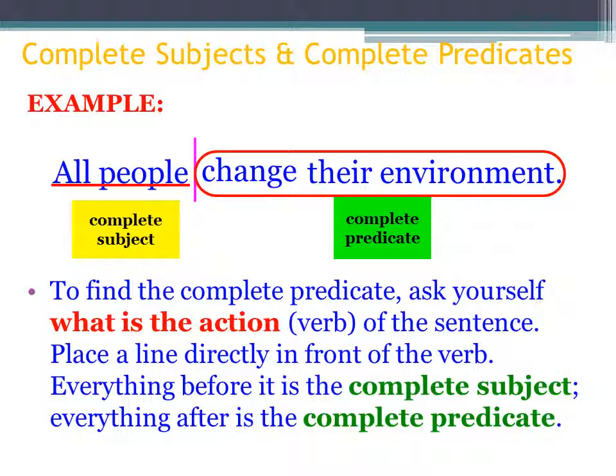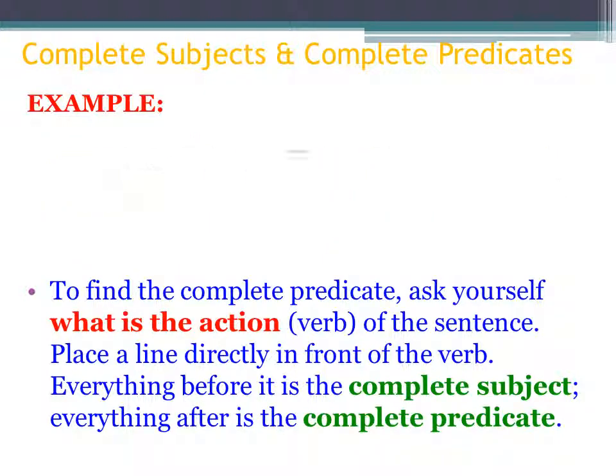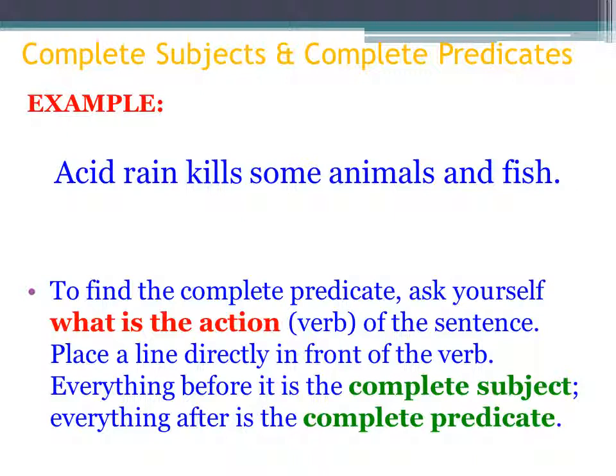Want to take a look at another example? Here's another example. In this example, we've got a slightly longer sentence, but we're going to do the same thing. The sentence says, acid rain kills some animals and fish. So we need to find the verb, the action. What is being performed in this sentence?